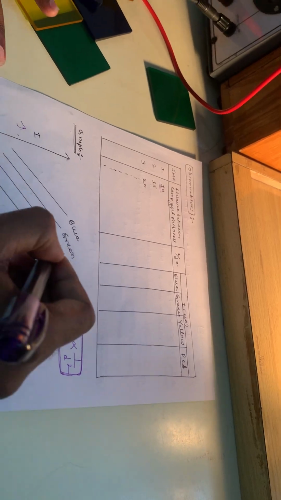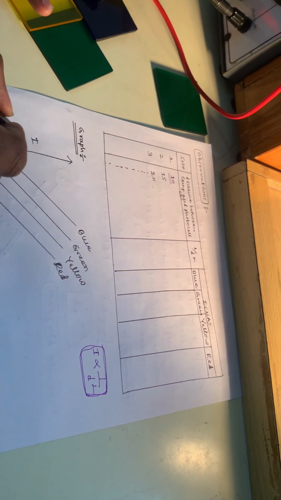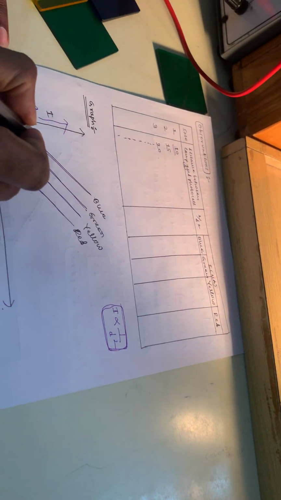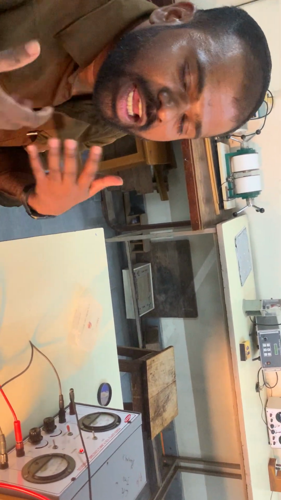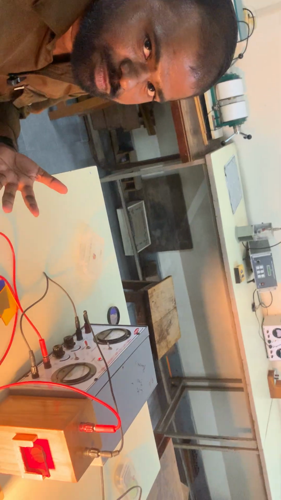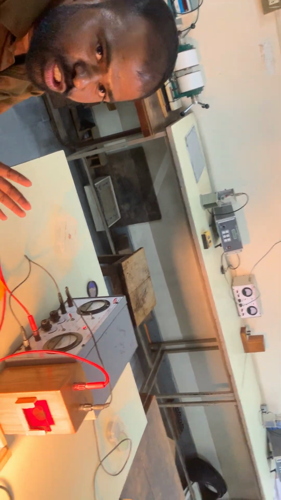For each and every color, if you increase the distance, what will happen? The current decreases. Clear? So it happens reciprocally. Through this, we confirm that the inverse square law is verified. So through the photocell experiment, not only the VI characteristics, the inverse square law is also satisfied. So this is the experiment of the inverse square law by using the photocell.